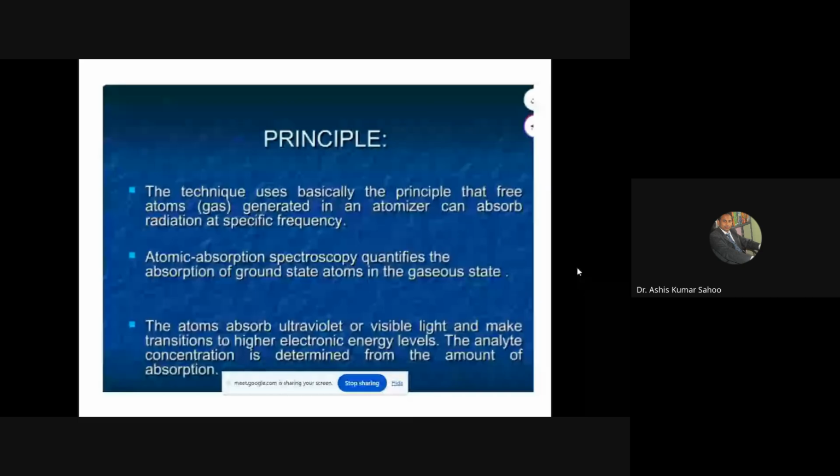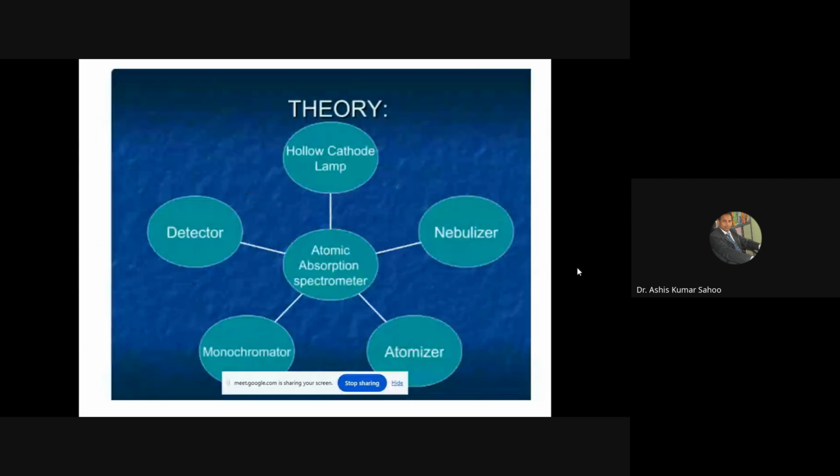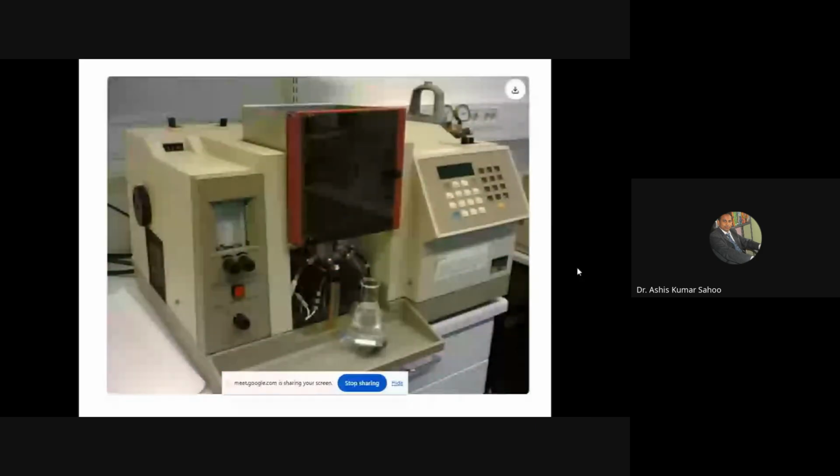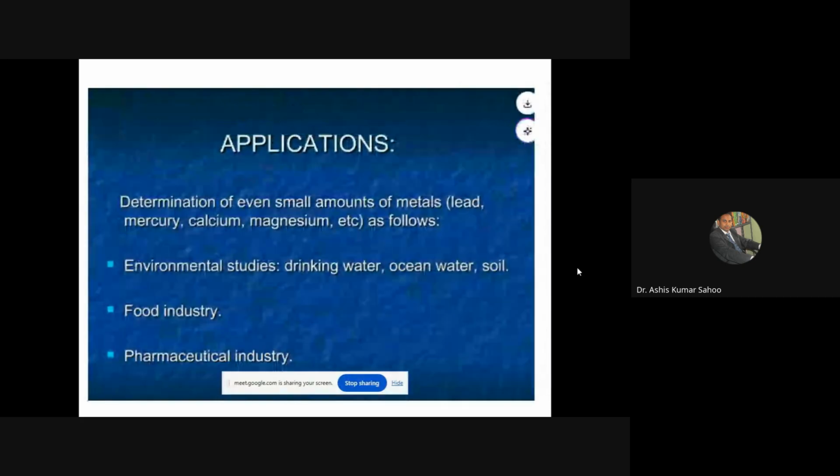Principle of atomic absorption spectroscopy, concentration measurement. This is the atomic absorption spectrometer instrumentation. This is the atomic absorption spectrum, the schematic diagram of atomic absorption spectroscopy. And these are the applications of atomic absorption.